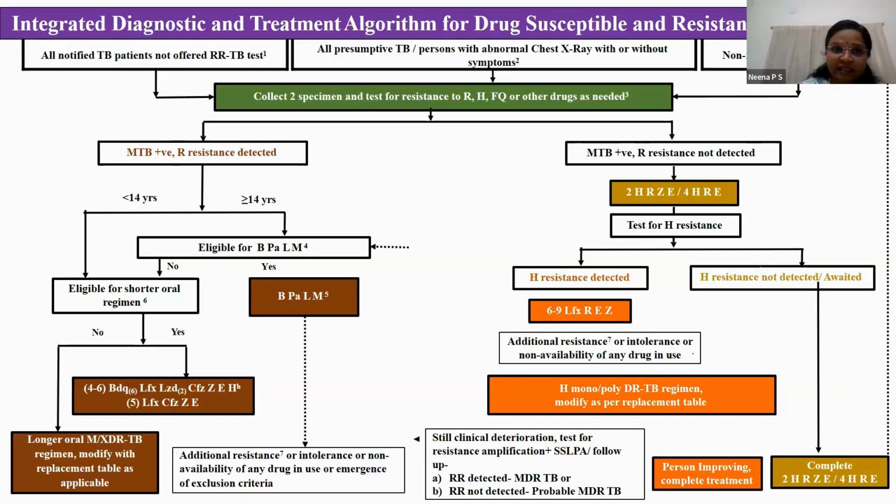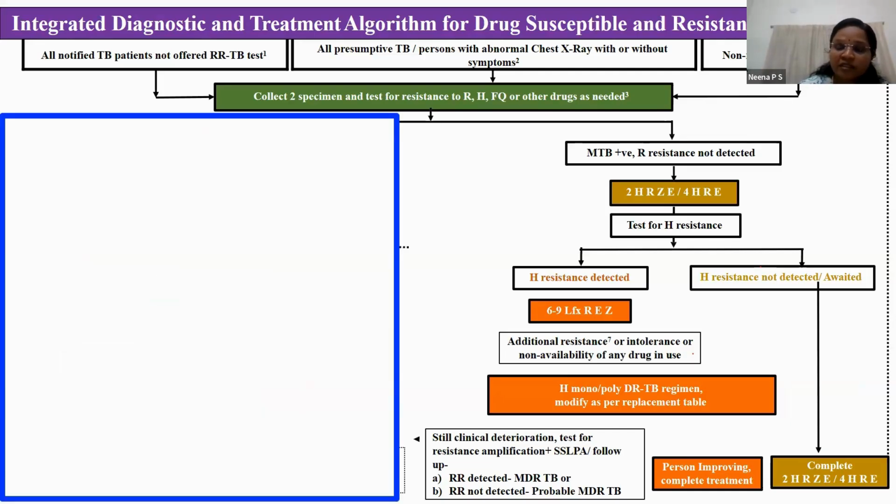This is the integrated diagnostic and treatment algorithm. Actually, this was also discussed in the previous session by Dr. Chitra, so I am just brushing up through the algorithm. I will be discussing only the drug-sensitive TB part. All the presumptive TB patients or the persons with abnormal X-ray with or without symptoms should be subjected to a NAT examination for the diagnosis of TB as well as for assessing rifampicin resistance. And all notified TB patients who are not offered rifampicin resistance testing, that is, if you have diagnosed a TB patient based on the smear status, that is, sputum smear was done and it was positive, but you are not able to assess the RIF status.